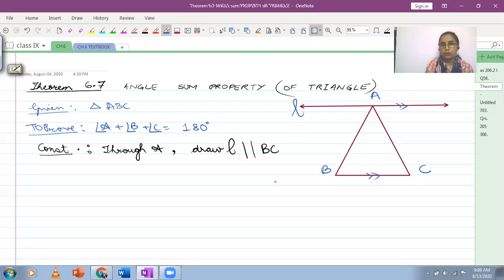If you want, for your convenience, you can also number these angles. If you don't want to use their names, you can number these. I think that will be convenient. Let's number angle A as 1, angle B as 2, and angle C as angle 3. We want to prove that the sum of 1, 2, and 3 is 180 degrees. Now I'm going to use the construction that I have done here.